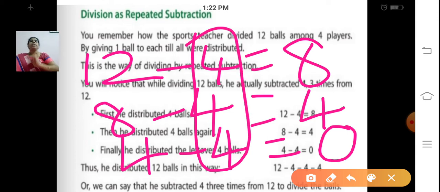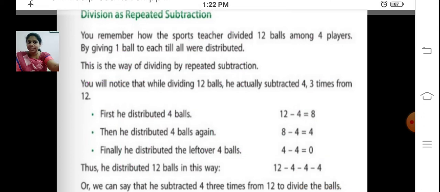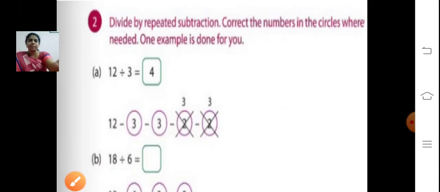How many times have we subtracted? 3 times, right? So he subtracted 4, 3 times. So 12 divided by 4 is equal to 3. How many times we have subtracted, that we have to count, and that is the answer. Now we'll do some sums on this.